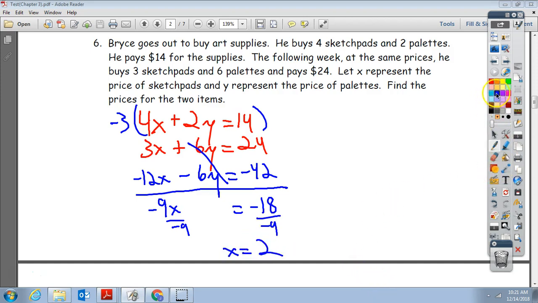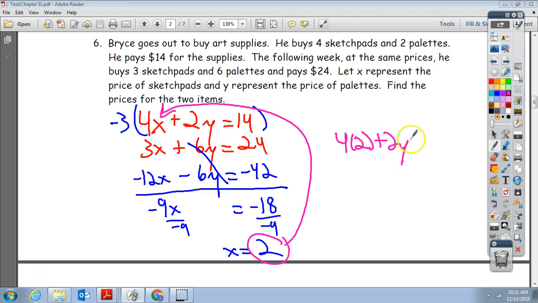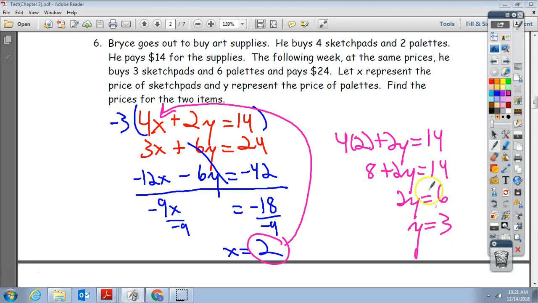Then you take that answer and you plug it back in. So you take this answer, I don't care where you plug it. I personally would probably plug it into the first one up here and do 4 times 2 plus 2y equals 14. 4 times 2 is 8. If I subtract 8, that's going to give me 6 divided by 2. I get y is equal to 3.